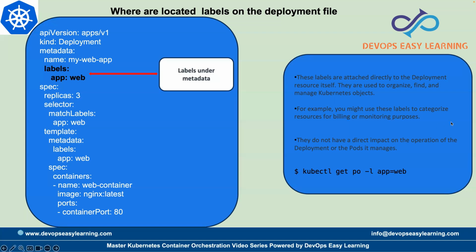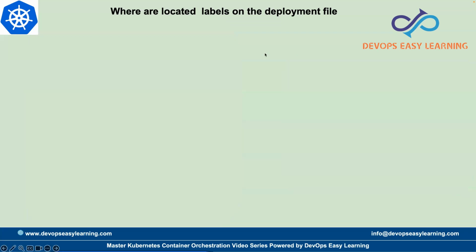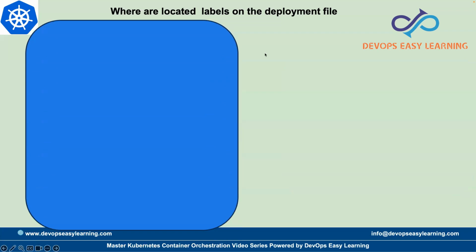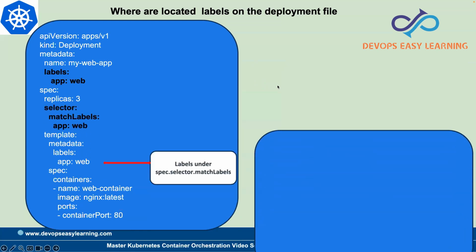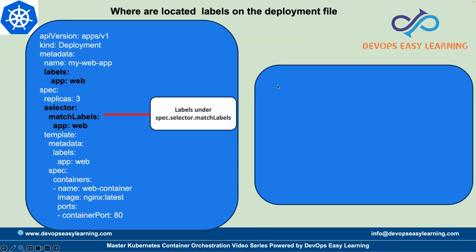Now, another location that we talk about is the one under the spec, right? Yeah, that's the one under the spec. So also notice that we have that call under the spec. I want you to pay attention. Under the metadata, as you can see here, we say label, then we pass the label. But under the spec, we say selector, matchLabels, web, right?